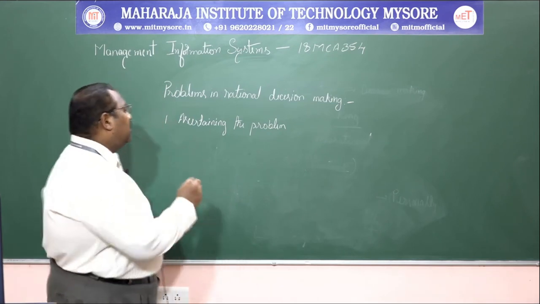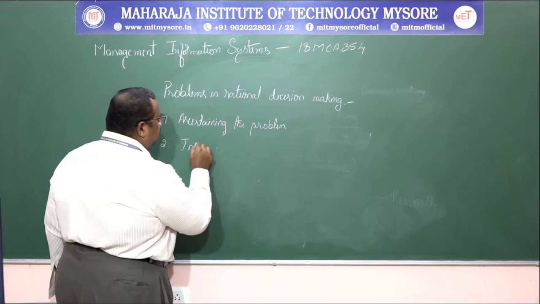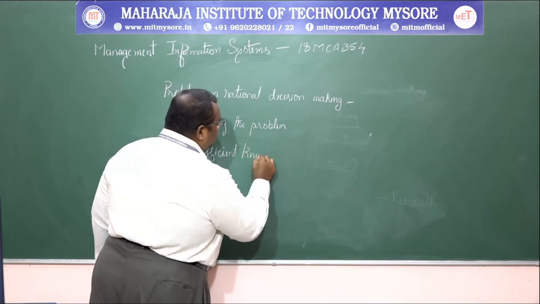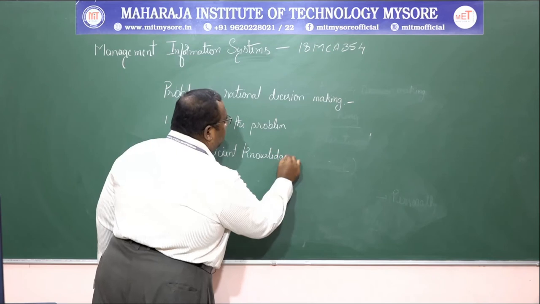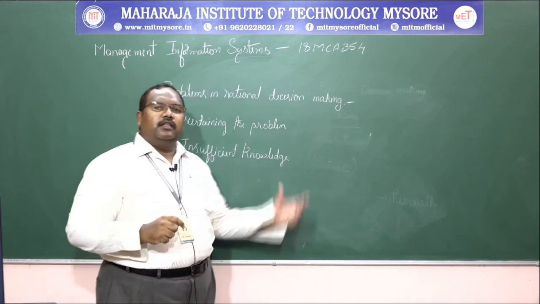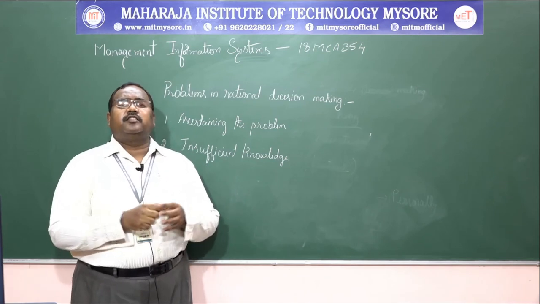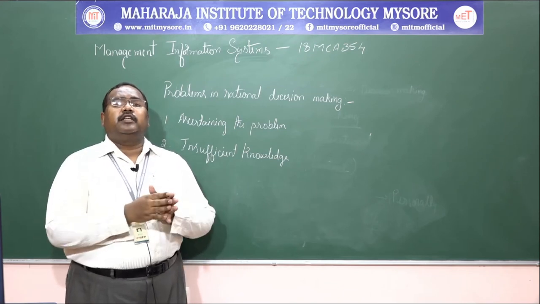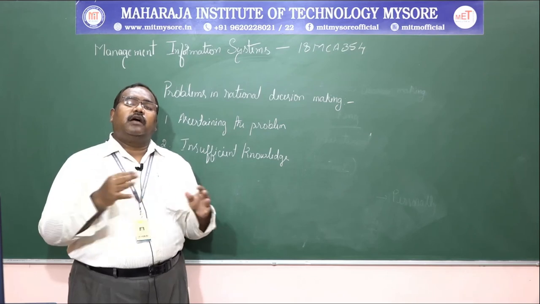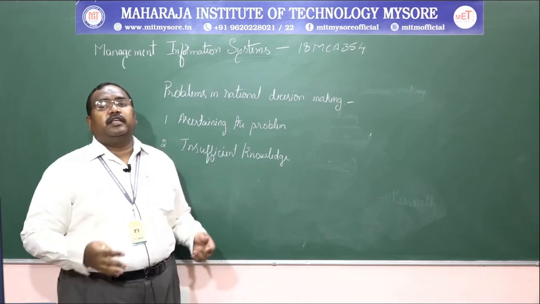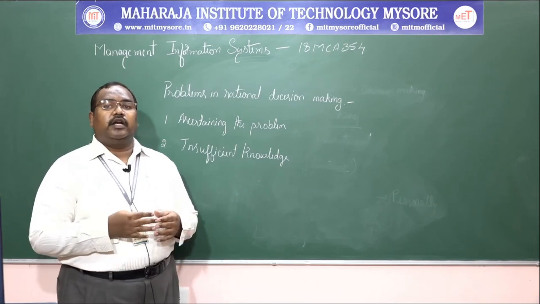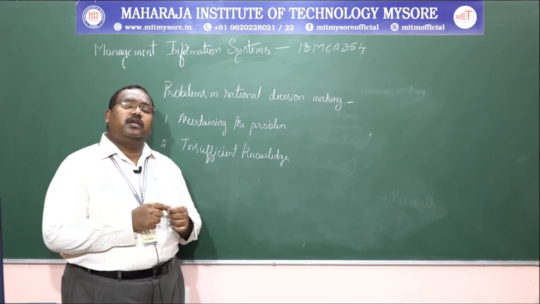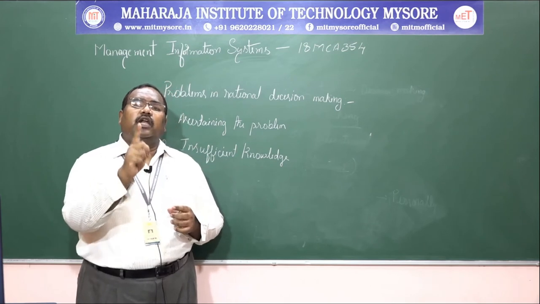Second one, insufficient knowledge. See, I told you in the beginning of the session itself that the decision is made by a manager. I even gave an illustration why. The decision is made keeping the person in mind, stating that he has quite an enormous amount of knowledge. He has complete information about the things happening and he has encountered such kinds of scenarios already in his past experience. So when you talk about insufficient knowledge, the manager is said to be the key person for making the decision, and there should be a strong line of division.